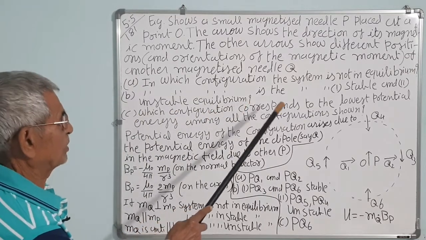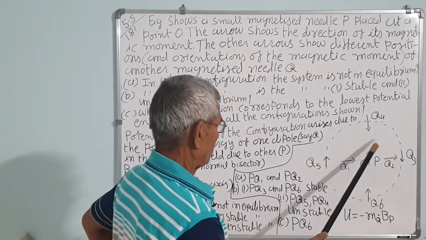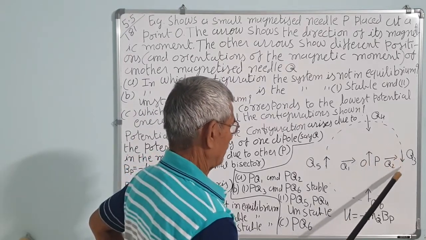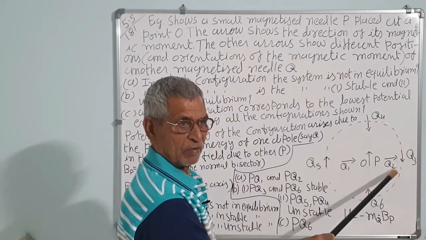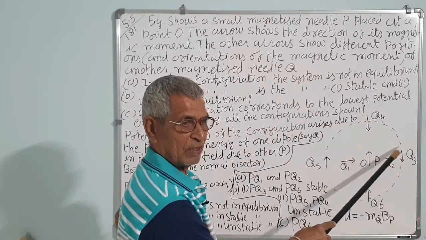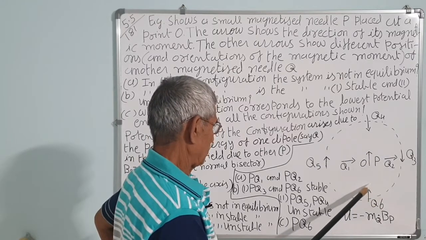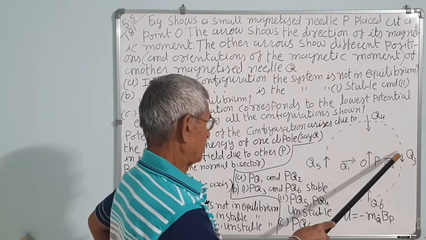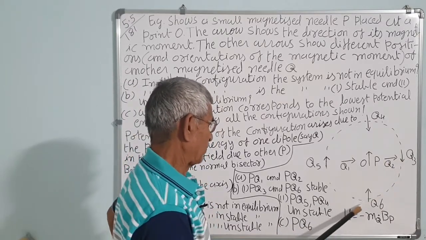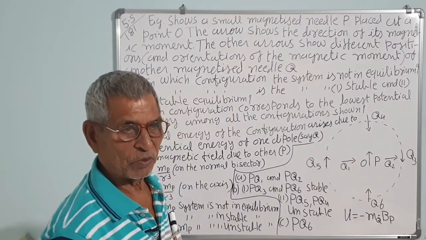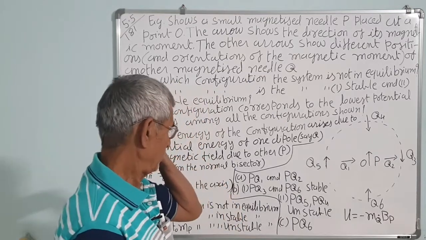In which system is it stable equilibrium? The stable one is parallel. You can see here the magnetic field lines will go like this, so they are parallel, and the angle is 0. The dipole is placed in the uniform magnetic field parallel to it. Here also it is like this, so parallel, correct. So in these two cases, the system is in stable equilibrium. The angle is 0, cos 0 is 1, so the potential energy is minus m_Q B_P, correct.